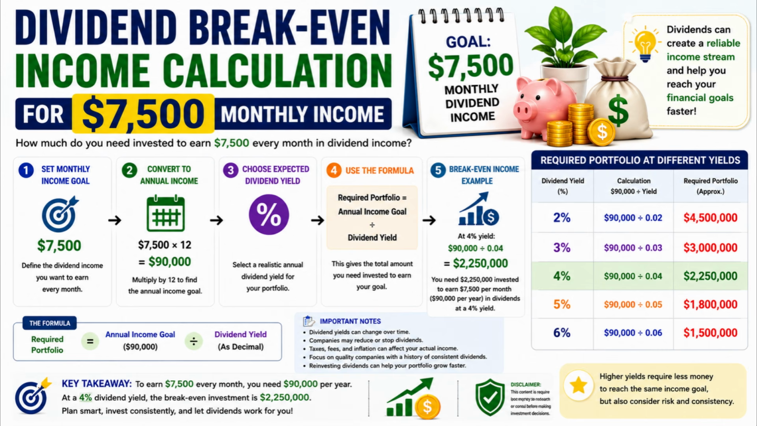So, the key takeaway is simple. To earn $7,500 every month from dividends, you need $90,000 per year in dividend income. Using the formula annual income goal divided by dividend yield, the break-even investment amount at a 4% yield is $2,250,000. Finally, remember that this calculation is for educational and illustration purposes only.